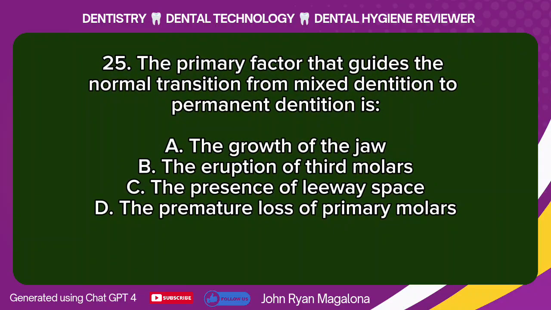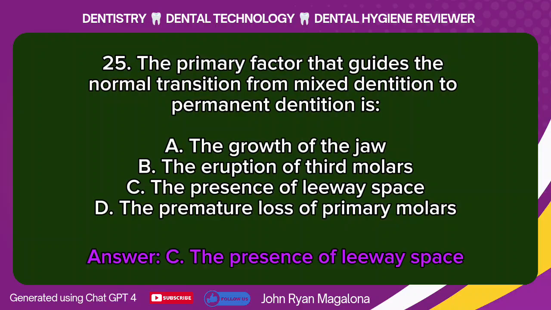25. The primary factor that guides the normal transition from mixed dentition to permanent dentition is: A. The growth of the jaw. B. The eruption of third molars. C. The presence of leeway space. D. The premature loss of primary molars. Answer: C. The presence of leeway space.